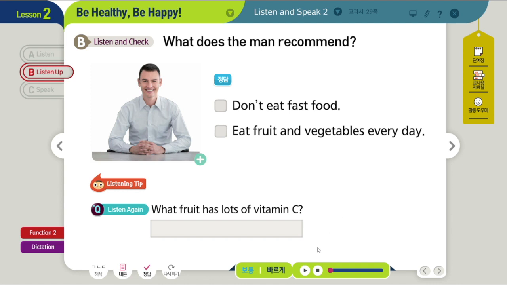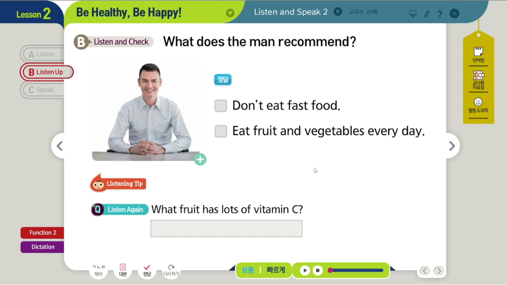Today's topic is your health. Many students do not eat enough fruit and vegetables. They have lots of vitamins. For example, oranges have lots of vitamin C. Also, carrots are full of vitamin A. So you should eat fruit and vegetables every day.